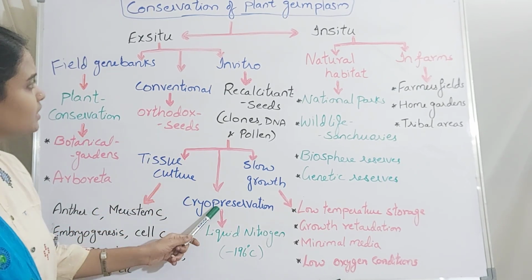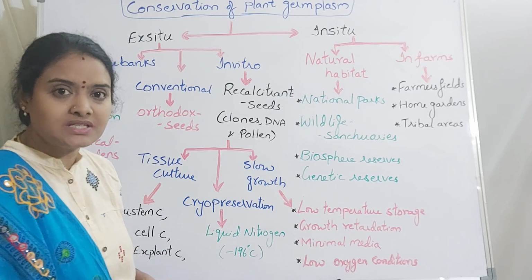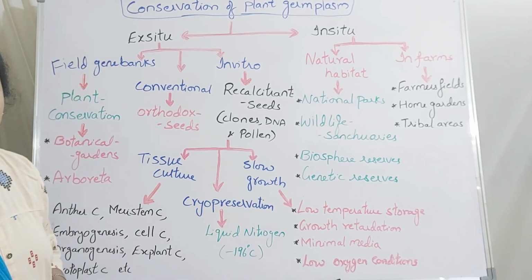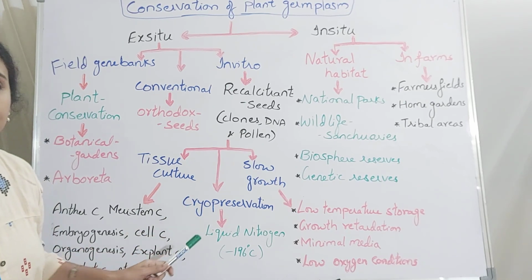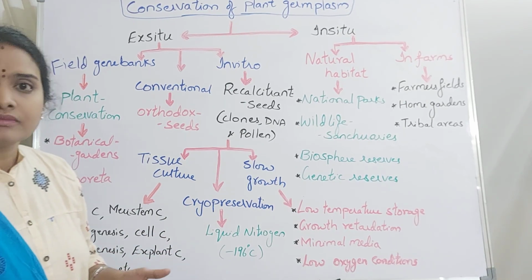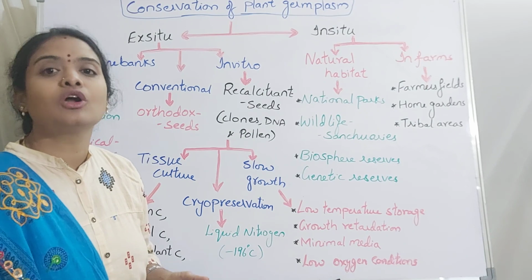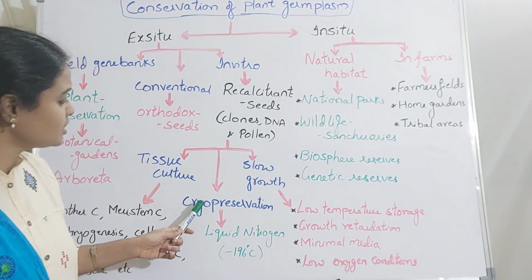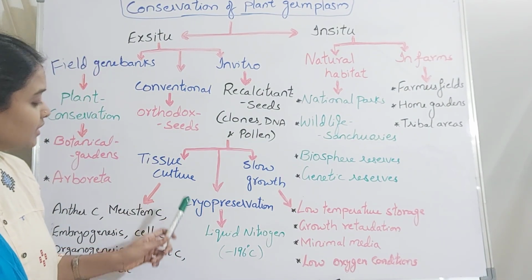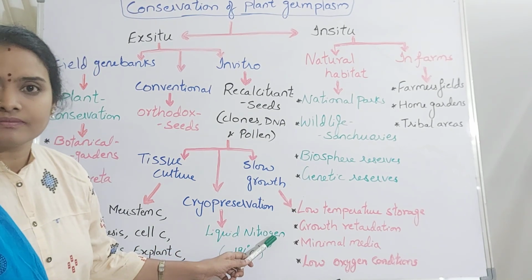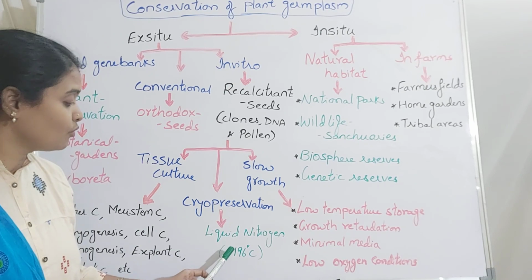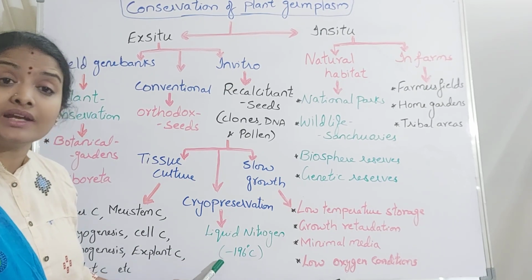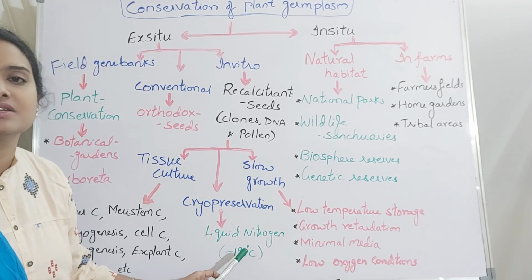And the second method of conservation of germplasm is cryopreservation. In cryopreservation, the germplasm can be stored for a much longer time. Here the temperature is very low, where we make use of liquid nitrogen, right? The liquid nitrogen is maintained at -196 degrees centigrade.